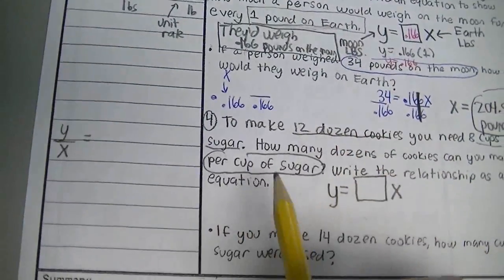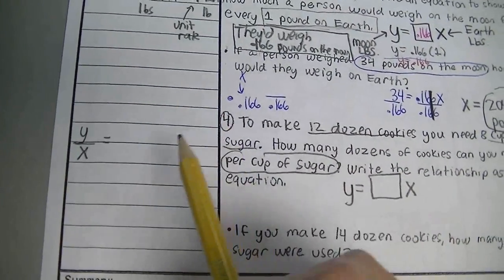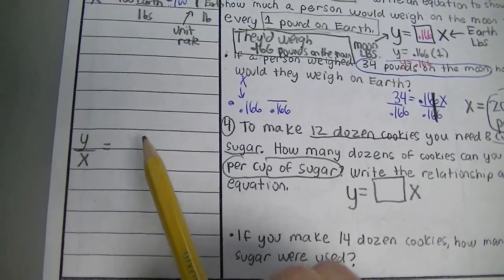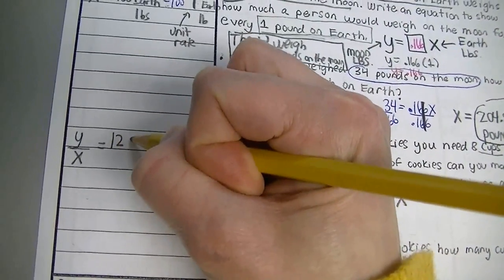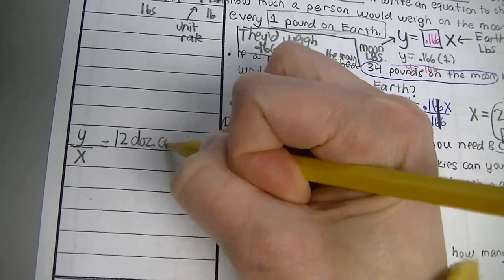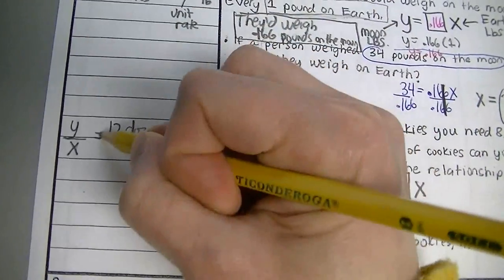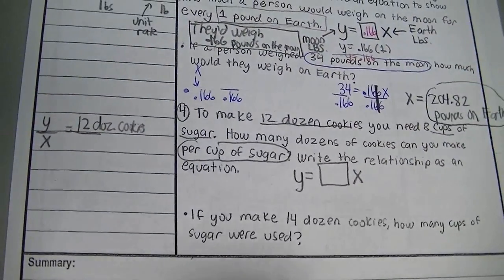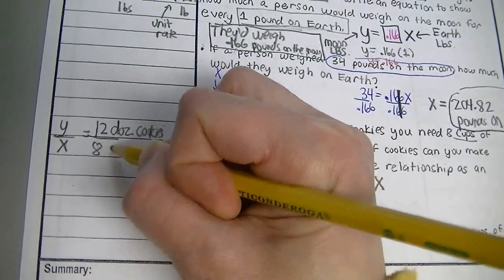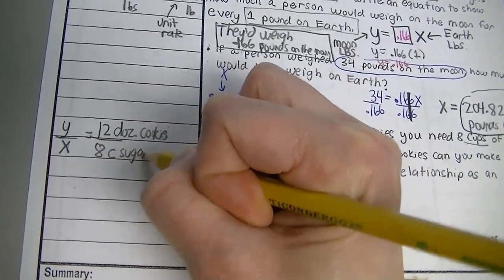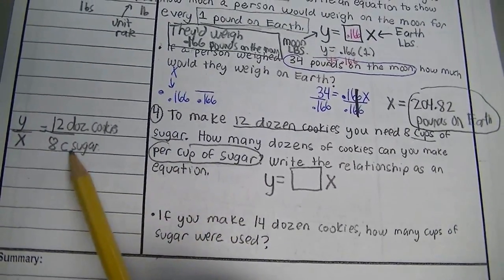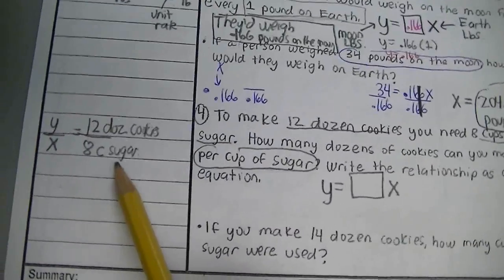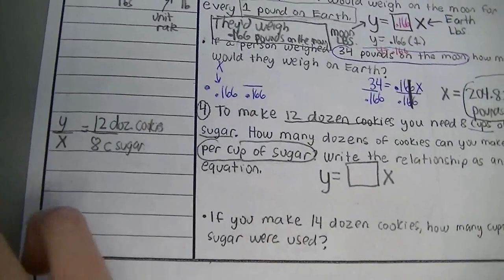What's happening here is the amount of dozens of cookies depends on how much sugar you've got. So I want the dozen cookies in the numerator. 12 dozen cookies, I'm going to abbreviate like this. And to get 12 dozen cookies, you need 8 cups of sugar. I also knew that sugar went in the denominator because it says per cup of sugar. So right there, that is the rate.